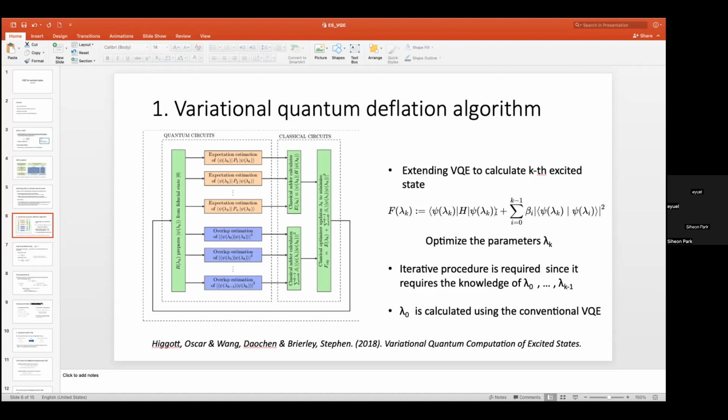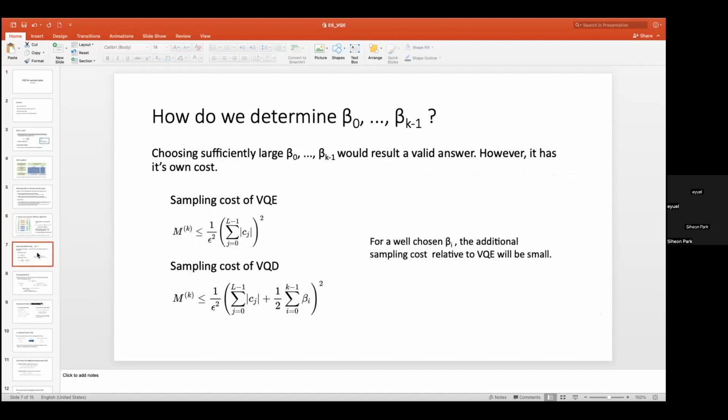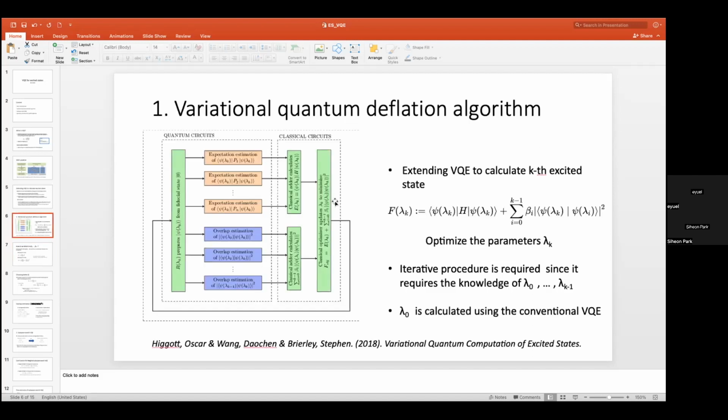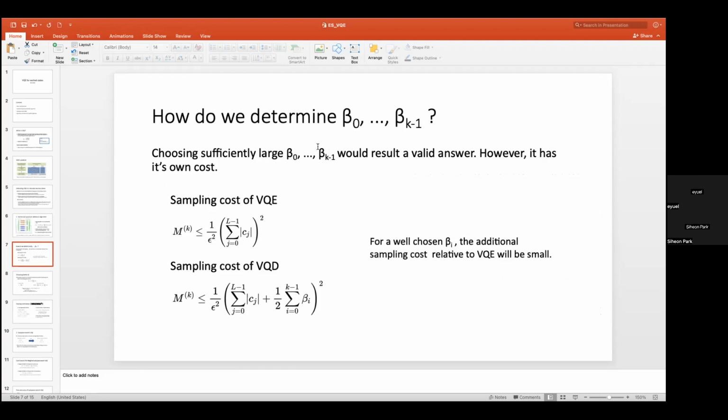One thing we see in this cost function is the beta term here. This is the expectation value measurement, but here we calculate the state overlap, and we have a certain hyperparameter here. Finding that hyperparameter is one problem. So how do we determine beta in this? If we choose a sufficiently large beta, then when we do the optimization, it's going to force the eigenstates to be orthogonal to the previous state. But choosing a sufficiently large beta has its own cost. What is the cost of choosing a sufficiently large beta? It is the sampling cost.